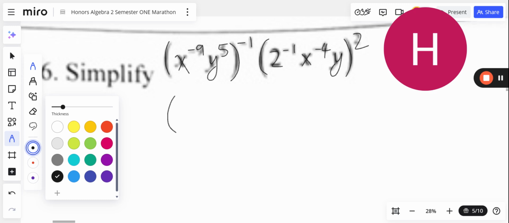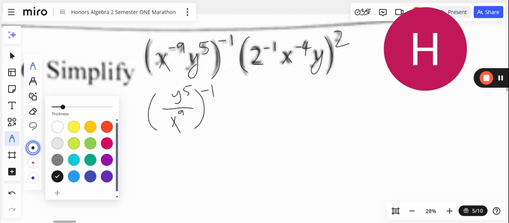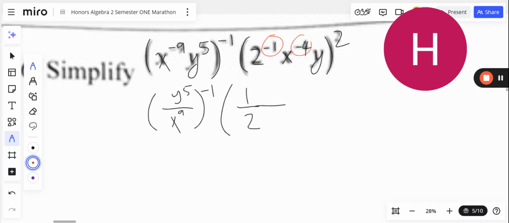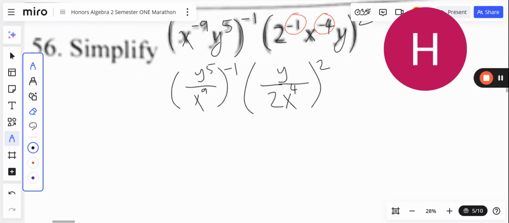We have x to the -9, so that's going to go on the bottom, and we have y to the 5, that's going to go on top. And this is to the -1 power. Next, we have 1 over 2, and what else? x to the -4. Both of these are going down into the basement. 2 and x to the 4. And then on the top, what do we have? We just have the y. And this is squared.